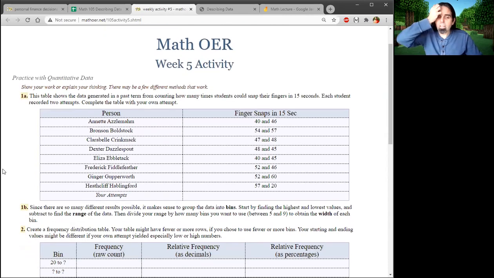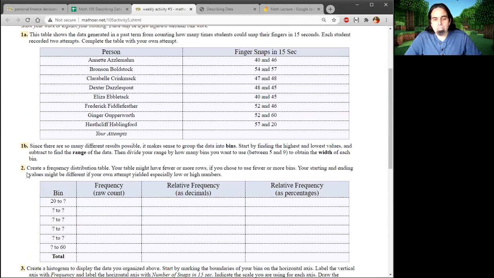Here's a table that has how many times people can snap their fingers in 15 seconds. So each student recorded 2 attempts. If you were doing this yourself, then you could make your own attempts in the bottom box, but we'll just use theirs.